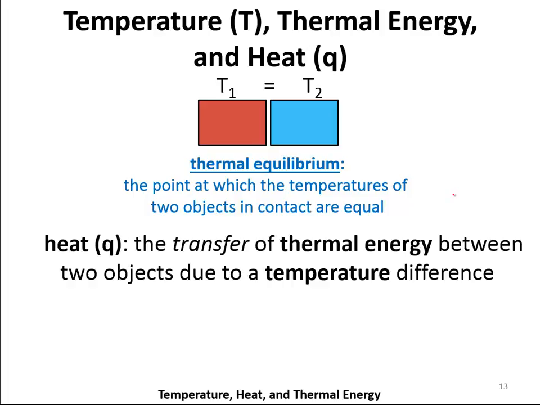So this allows us to arrive at our working definition of heat, which is the following. Heat is the transfer of thermal energy between two objects due to a temperature difference. And it's as simple as that. So again, the only time you're going to have heat is when there is a transfer of thermal energy because two objects are at different temperatures.